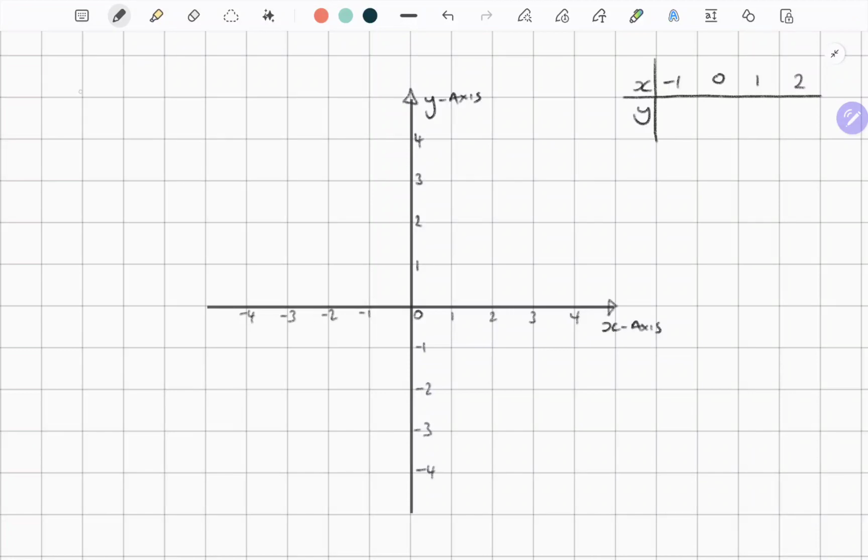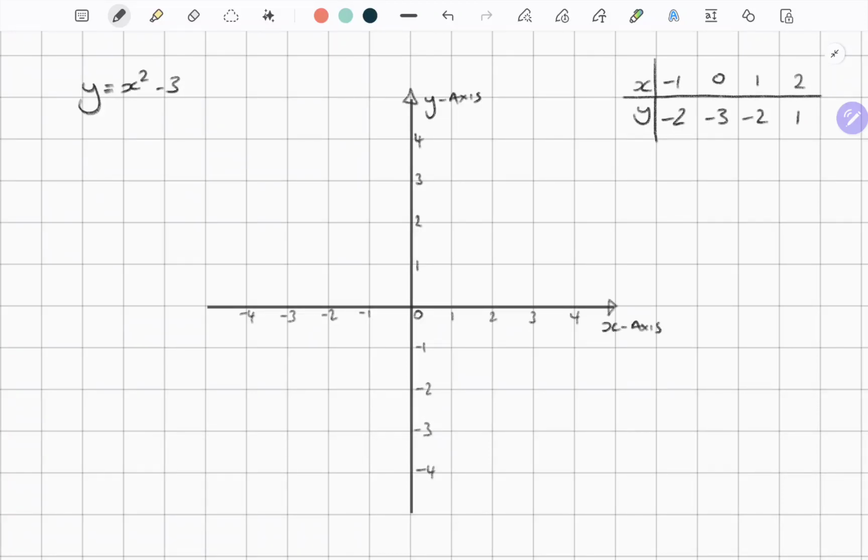So let's say you're given the equation y is equal to x squared minus 3. Just over here on the right hand side I have put together a table of values and I've just pulled random values for x: minus 1, 0, 1 and 2. So if we were to plug those numbers in for x, this is what we would get. So the y would come out to minus 2, and then it would be minus 3, minus 2 again, and 1.